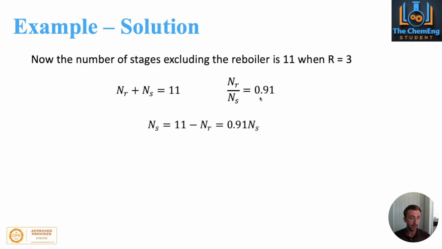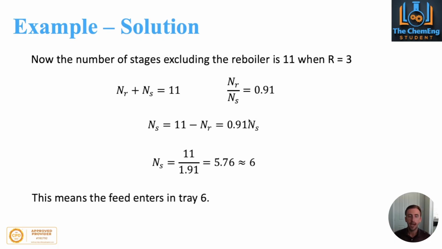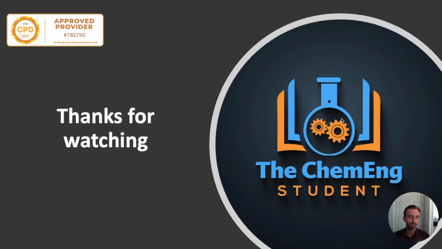So now we can make them equal to each other, simplify the system, and we work out that NS is equal to 5.76. Again, it has to be rounded to the nearest integer, so in this case it's 6. And what that tells us is that the feed enters on tray number 6. And that's how you apply the full shortcut design equations for a multi-component distillation column design problem.